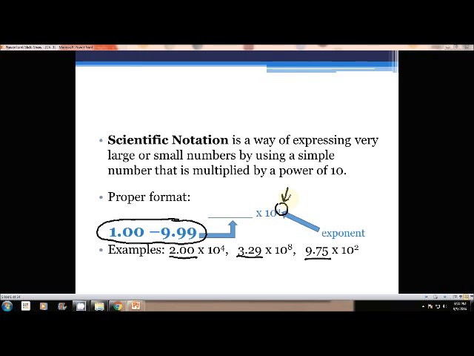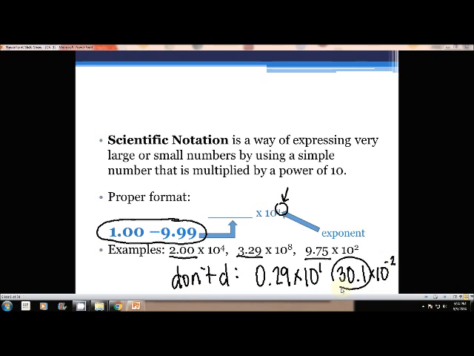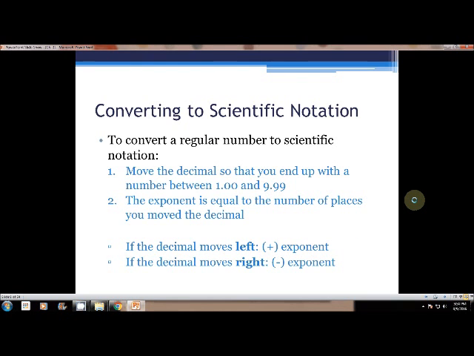Incorrect examples, so you don't want to do this. You don't want to have something like 0.29 times 10 to the first. You notice how that's less than 1, so it doesn't apply. Or you don't want to have 30.1 times 10 to the negative 2. There again, it's incorrect scientific notation because the 30 is greater than 10. So we have some rules to help us with writing scientific notation.